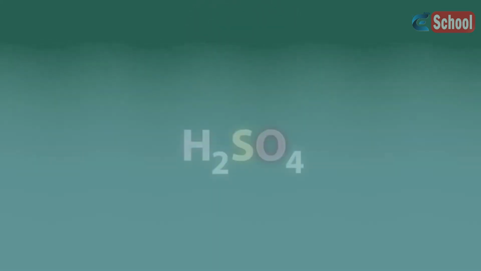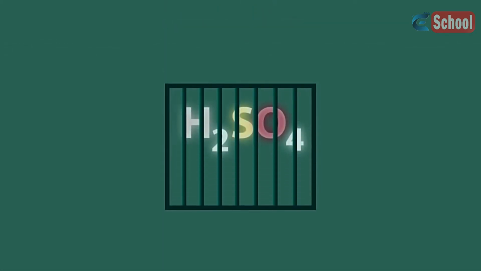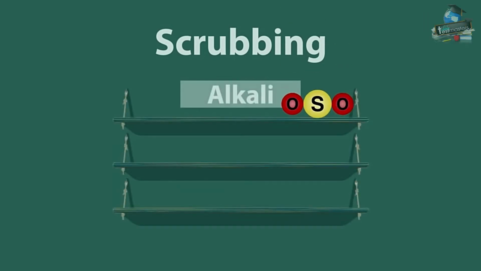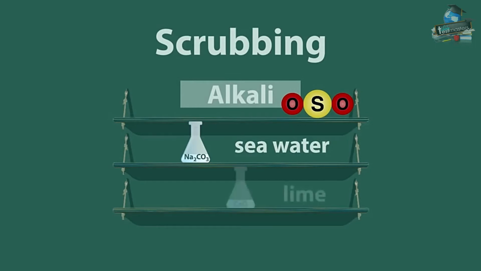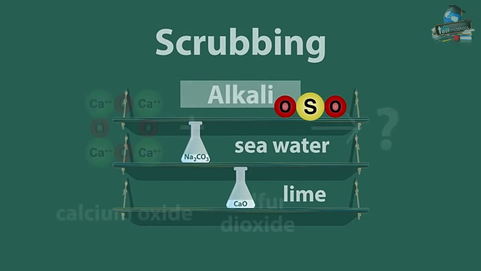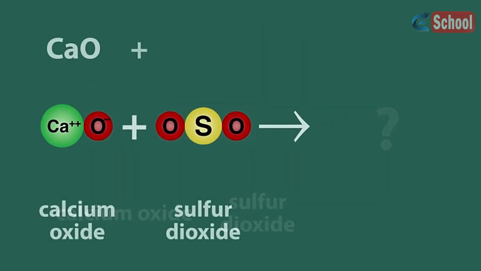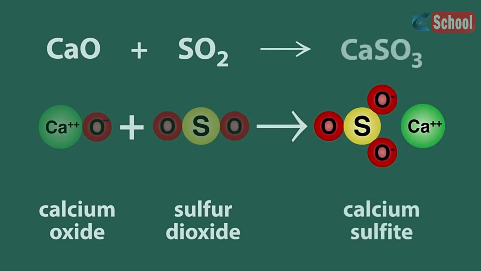A much better method is to trap the acid before it reaches the atmosphere in a process called scrubbing. The kind of scrubber we need in this case is an alkali to react with the sulfur dioxide. So either seawater, which contains a little bit of sodium carbonate, or lime, calcium oxide, is used. Can you think what reaction will occur with calcium oxide, a basic oxide, and sulfur dioxide, an acidic oxide? Calcium oxide plus sulfur dioxide makes calcium sulfite, that's CaSO3.